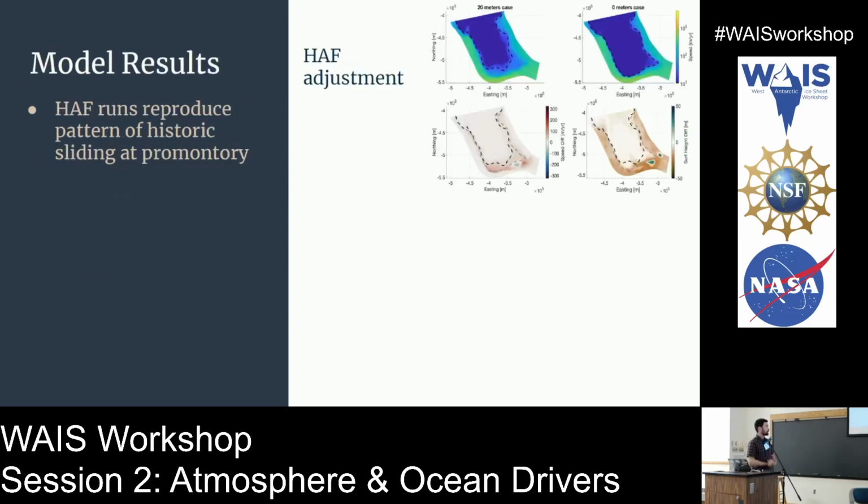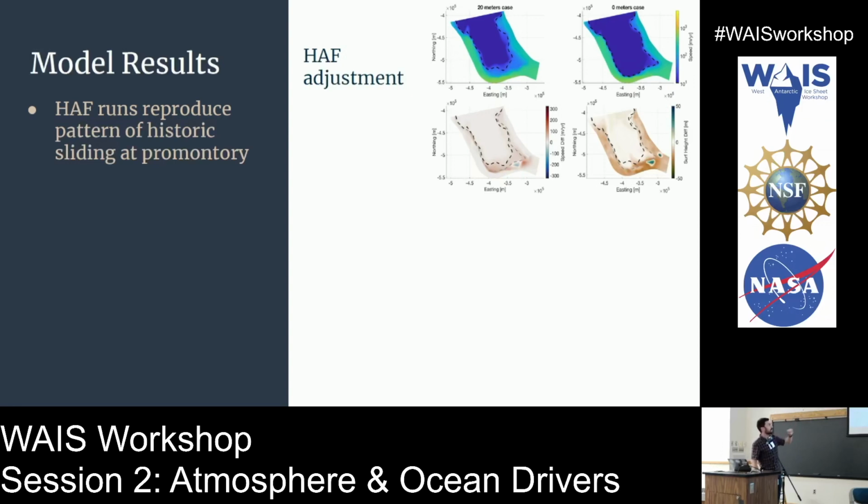And so jumping right into our modeling results, first I'll show you our height above flotation model runs. So in the upper right of this grid of 4 is our modern, present-day, no thinning applied model run. And we can see there's ice velocities there in bright greens is fast, blue is slow.